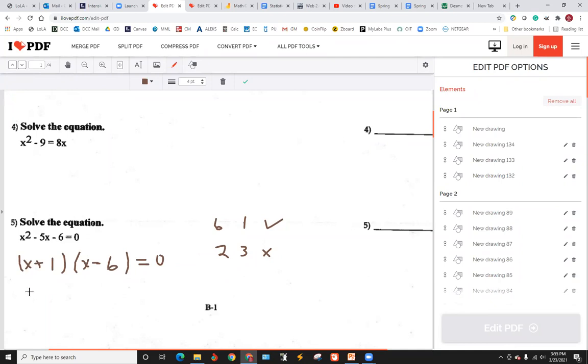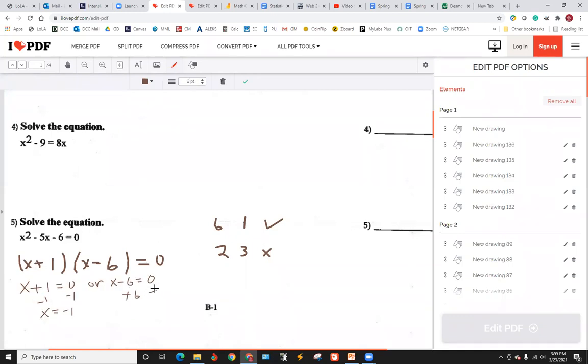So this is just now x plus 1 is equal to 0, or x minus 6 is equal to 0. So x is equal to negative 1, and then plus 6, so x is equal to 6.